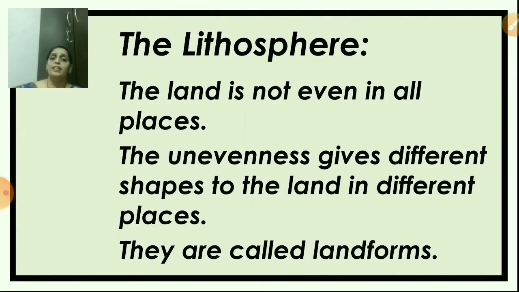Now the next. The land is not even in all places. The unevenness gives different shapes to the land in different places. Means because the land is not even in all the places, it gives different shapes to the land. So they are called landforms. What are they called? They are called landforms.